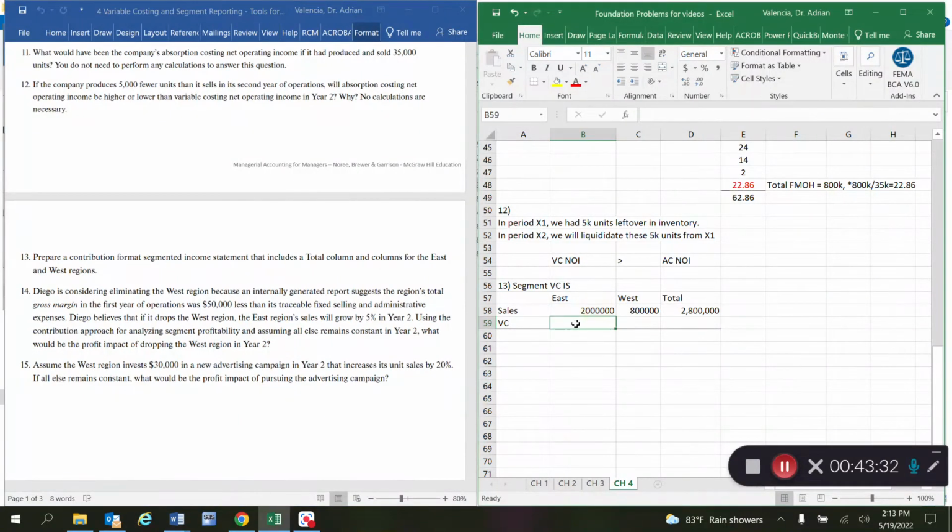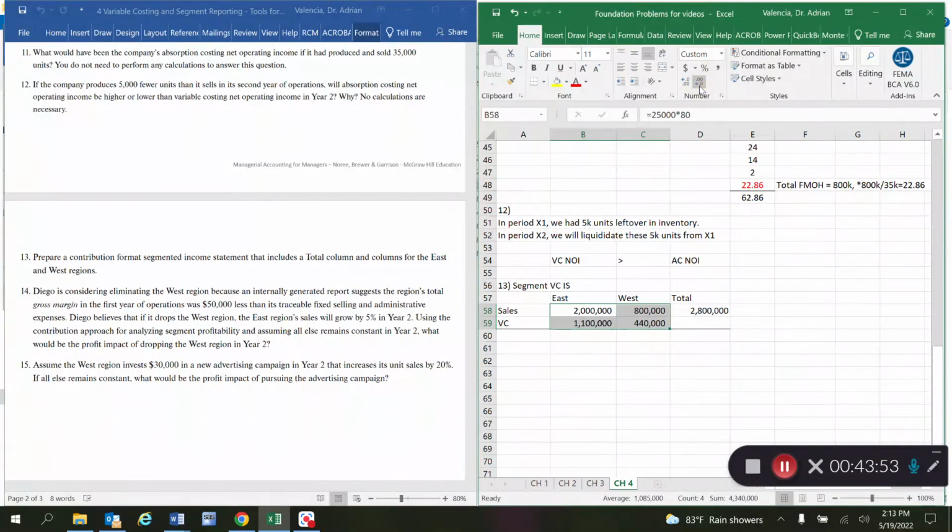So when I come over here, I'm going to do the same 25,000 units times 44, which is 1,100,000, and then this is going to be 10,000 units times 44. And maybe I should put some commas here just so it's easier to follow. All right, so the summation of these two is 1,540,000 on a total basis. This gives us contribution margin. So let's just run through these formulas here real quick.